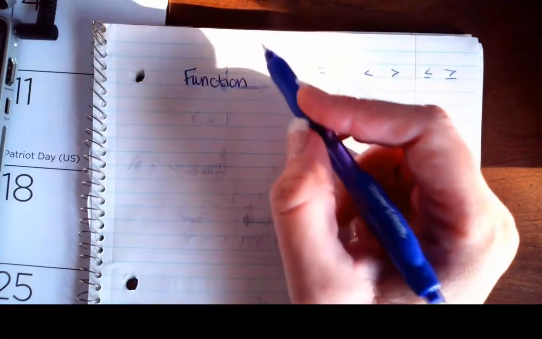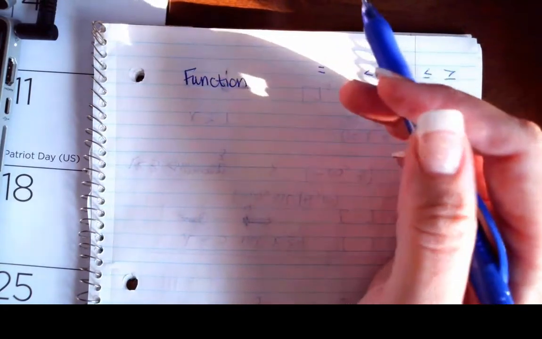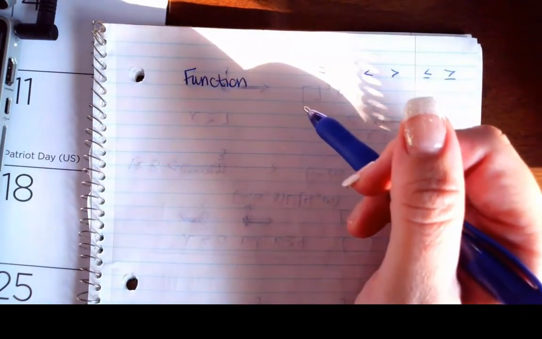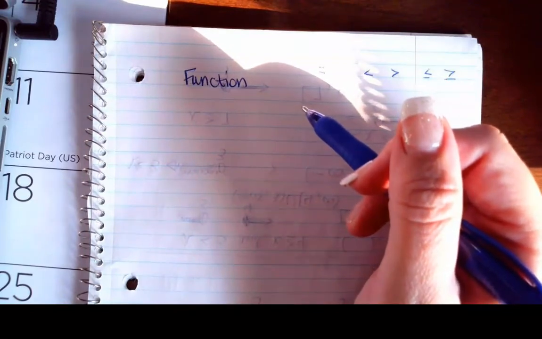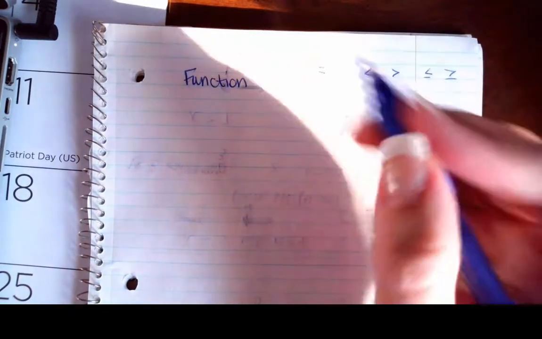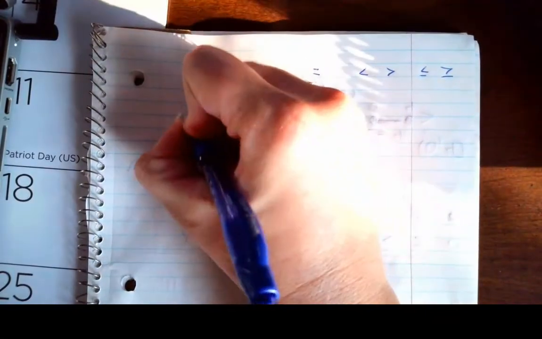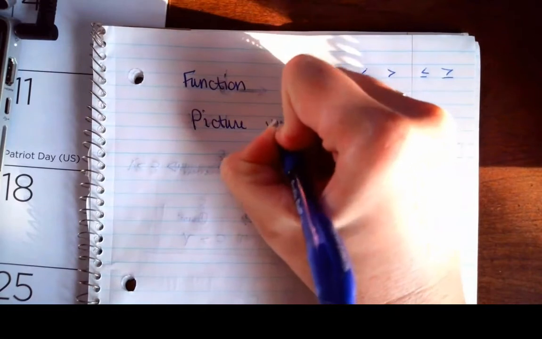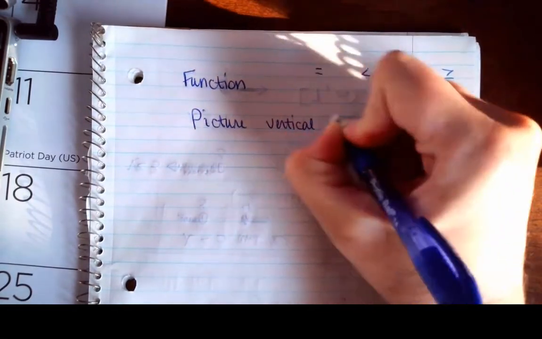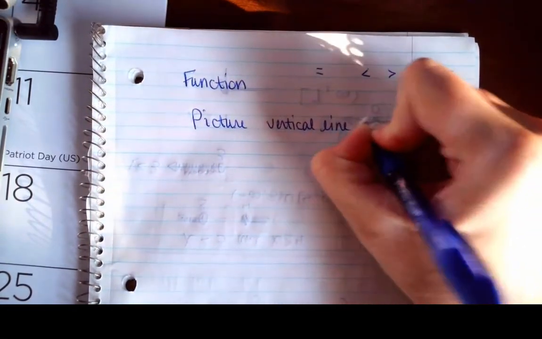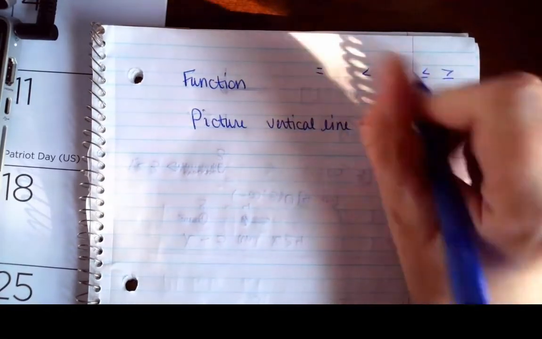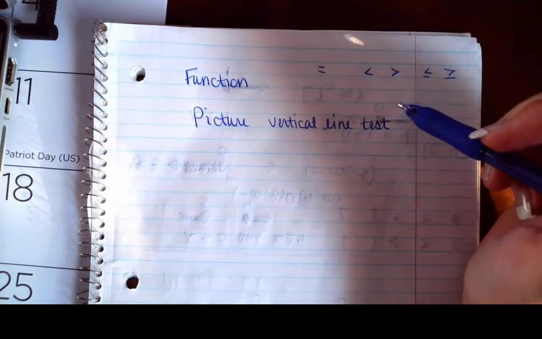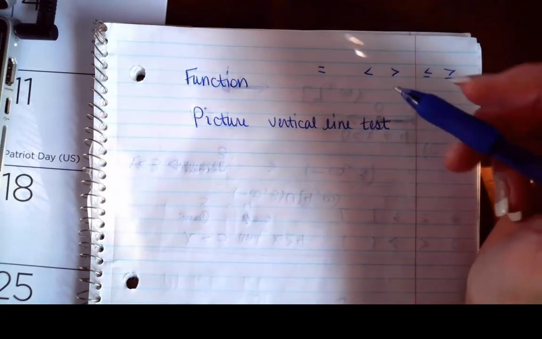So it's called a subset. So think about a mom and dad and kids. Okay, the kids are a subset of the family. They're still part of the family, but they're not the parents. Okay, so that's what a function is. Now, if we have a picture, we're going to do what's called a vertical line test. And all that means is, does any vertical line I draw hit the picture one time or not at all?